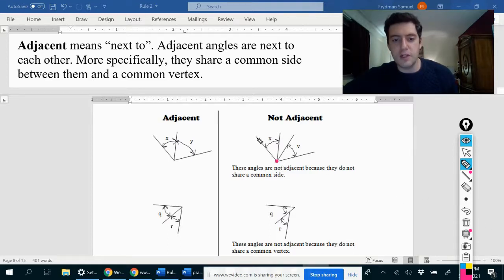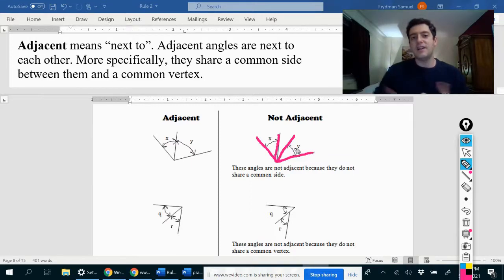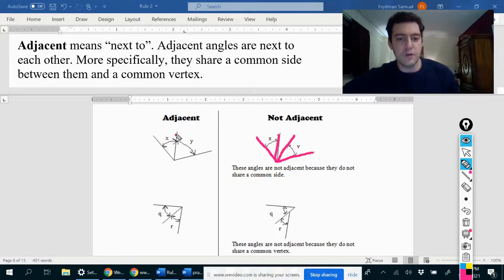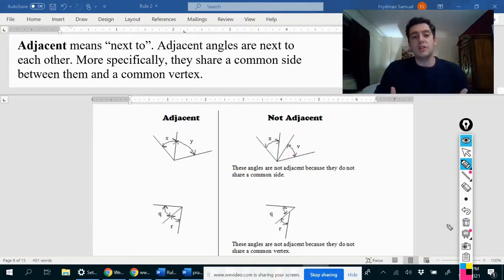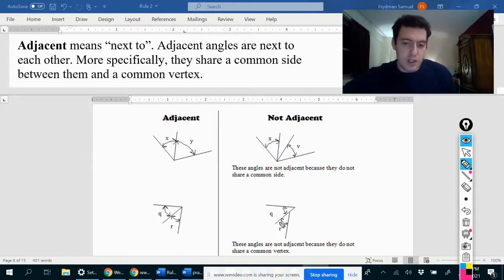This angle is made up of these two lines. This angle, angle V, is made up of these two lines. They do not have a side in common like these angles over here did, okay? So they do not meet the more strict definition of what we mean by adjacent. Okay, these angles are not adjacent because they do not share a common side. These angles over here, they do share a common side right over here. However, they do not share a common vertex.